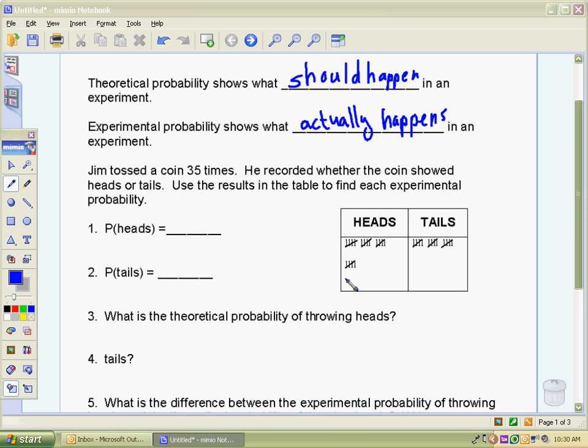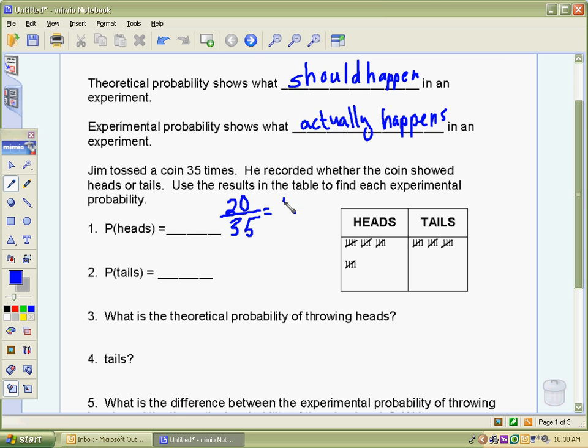Well, first of all, I have to find the total amount of flips. Looks like there were 5, 10, 15, 20, 25, 30, 35 total flips, and so that's going to be my bottom number. So out of the 35 flips, he had 5, 10, 15, 20 heads, which reduces to 4 out of 7. Number 2, the probability of getting tails. Looks like there were 15 tails out of 35 flips, which reduces to 3 out of 7.